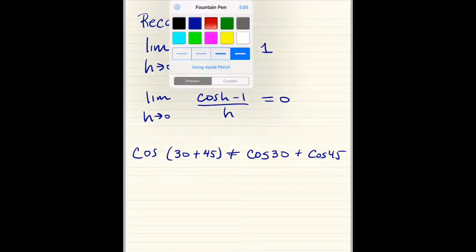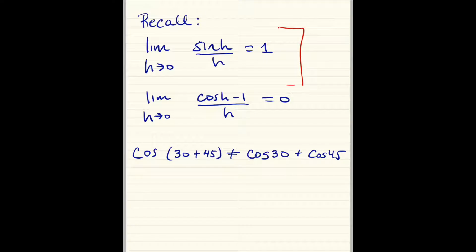Just a friendly reminder that the limit as h approaches 0 of sine h over h is 1, and the limit as h approaches 0 of cosine h minus 1 over h is 0. Check out my limits video in my playlist.